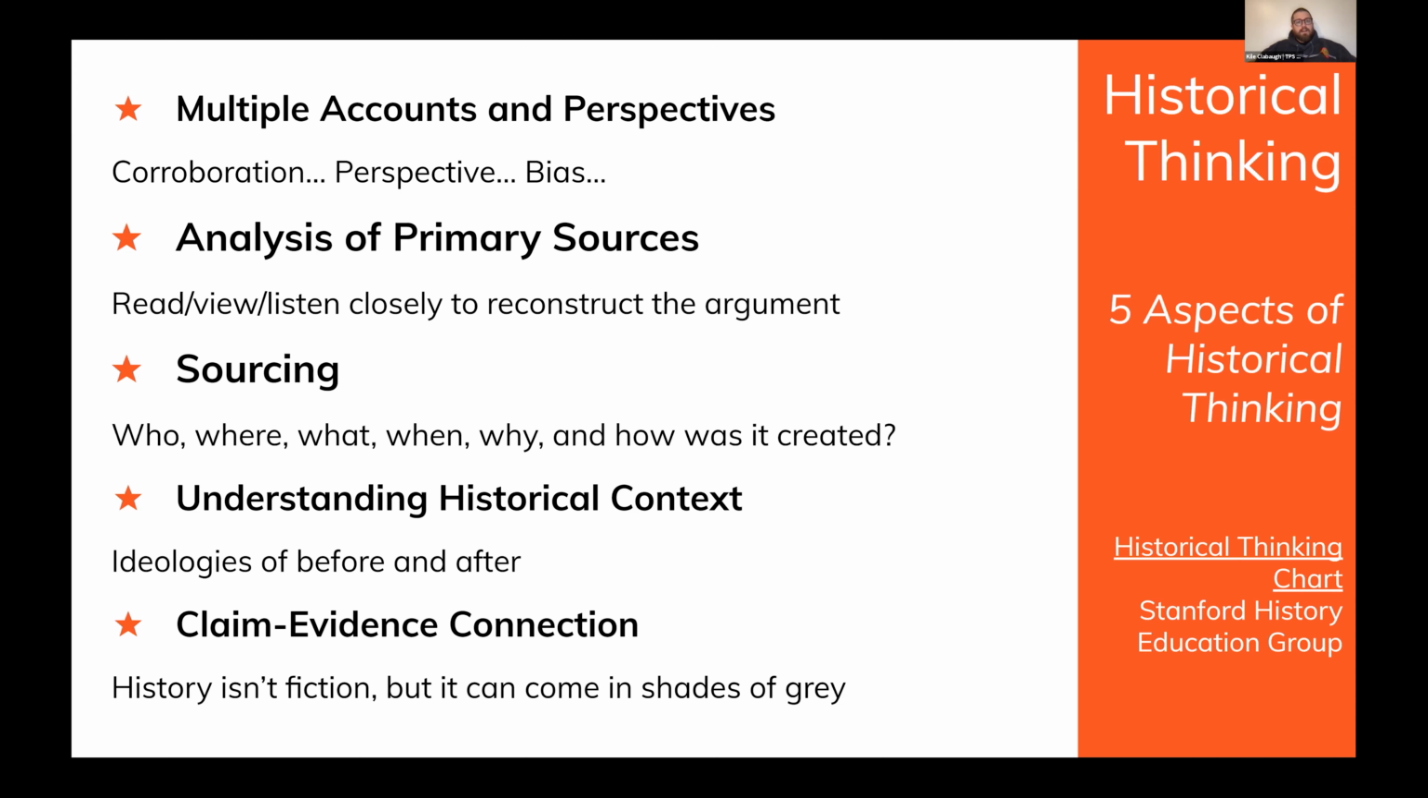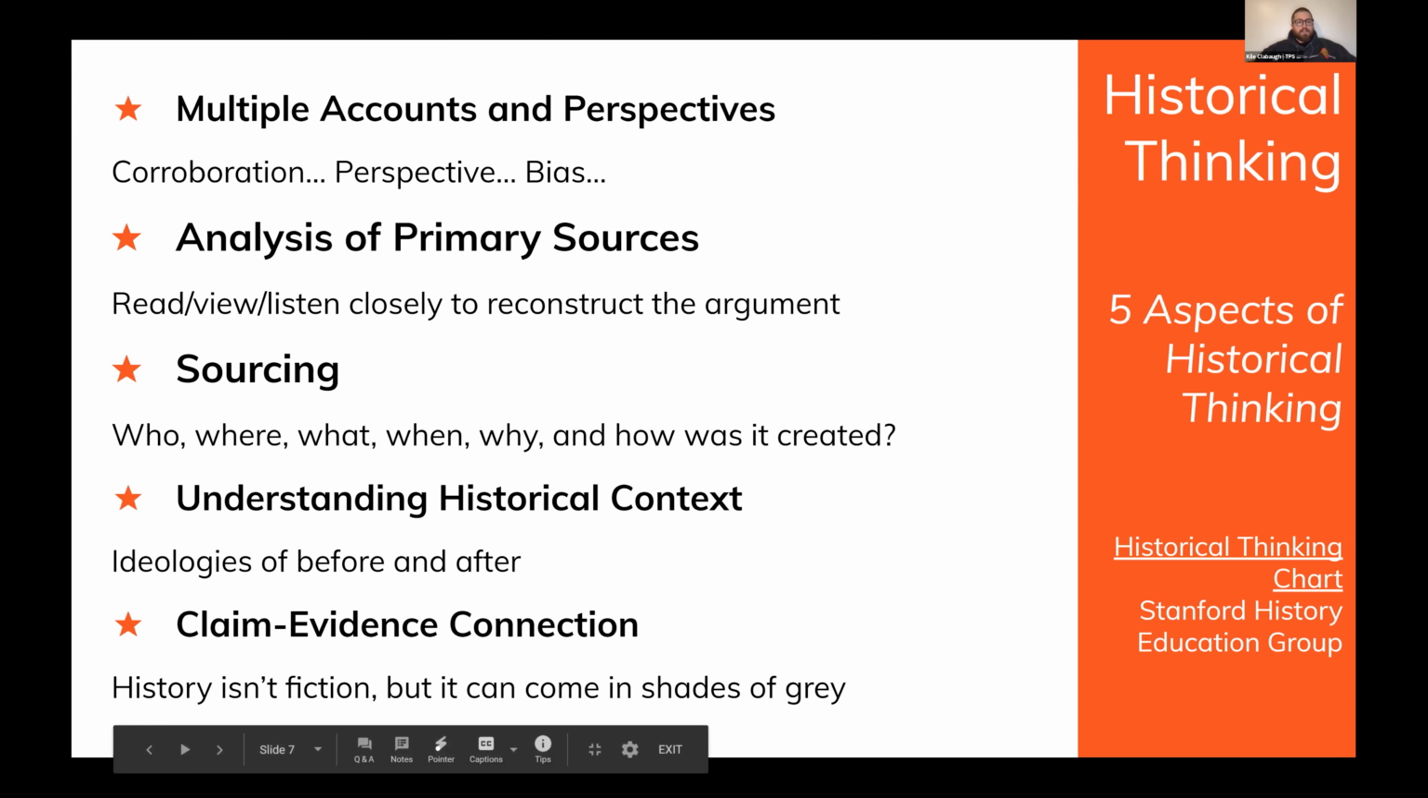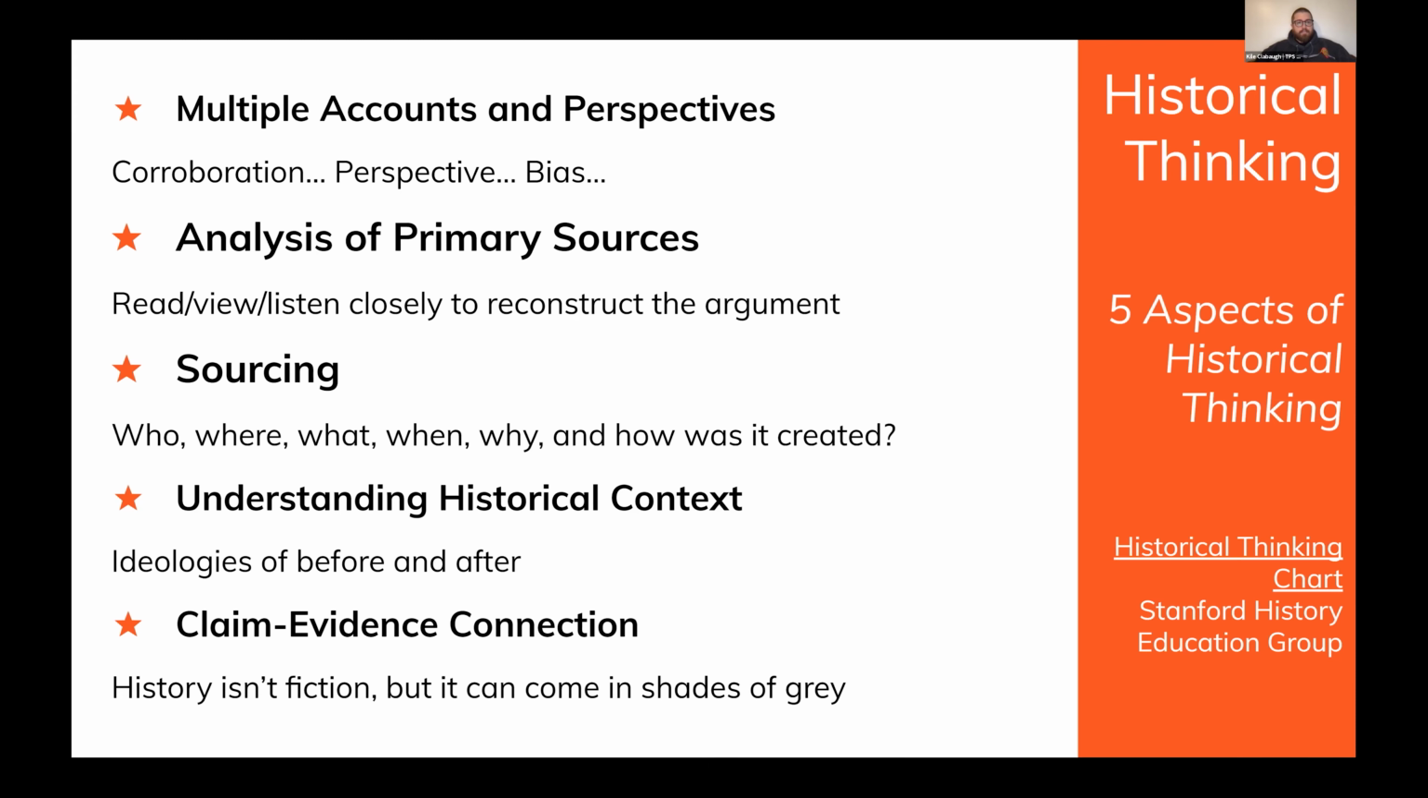So first we have multiple accounts and perspectives, all about corroboration, perspective, and bias. The analysis of primary sources all has to do with reading, viewing, listening really closely in order to reconstruct the argument that's made either in the primary source or in the primary source set. Sourcing is always an important thing, but it's not just where you got the information. It's also about understanding the who, what, where, when, why, and how it was created, so that you can gain a better understanding of the next step, which is historical context, and understanding really the ideologies of before and after and during the event that you're analyzing.